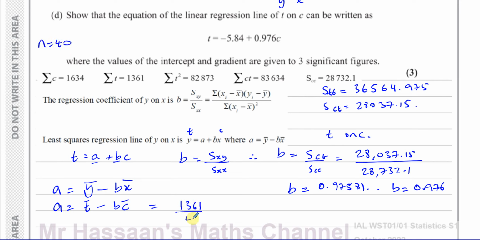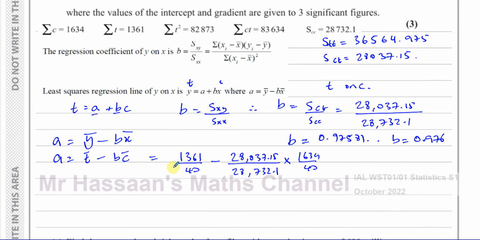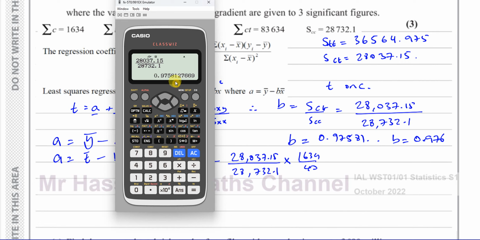So it's going to be 1361 over 40 minus b times, and what I'm going to do is take my exact fraction that I used to find b, which is 28,037.15 over 28,732.1, and use that as my b value times the mean of C. Now the mean of C is 1,634 divided by 40, right? It's always good to use exact values. So I'm going to use the same fraction, which is in my calculator right now.